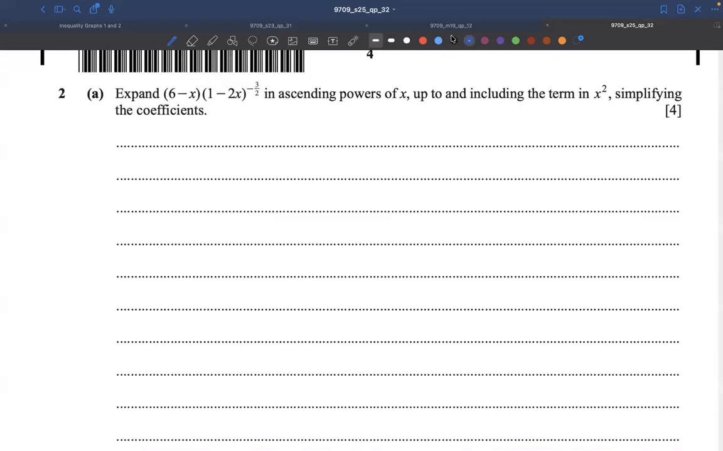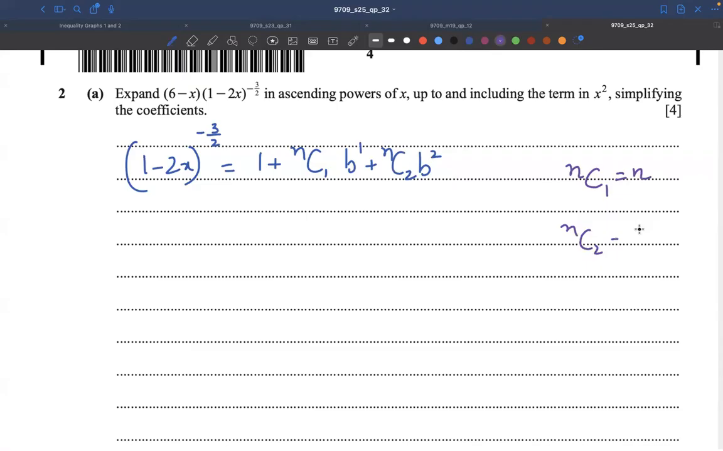Question number 2a, we have to expand the expression (6 - x)(1 - 2x)^(-3/2) up to and including the term in x². So 6 - x will remain as it is. To expand (1 - 2x)^(-3/2), we'll be using the formula 1 + nC1 b + nC2 b². We won't have to go further than this, as we only have to expand up till x². And what we should know is that nC1 is n and nC2 is n(n - 1)/2 factorial.